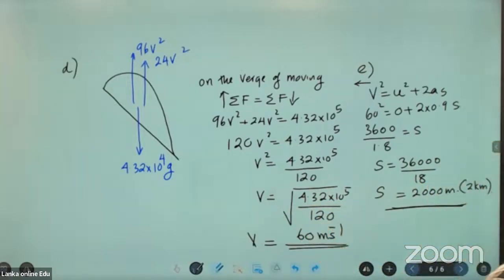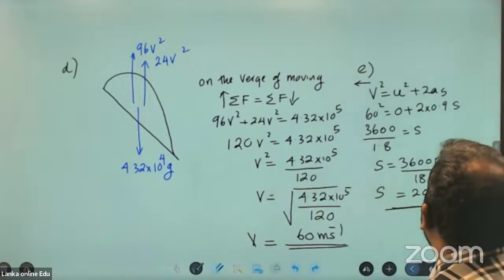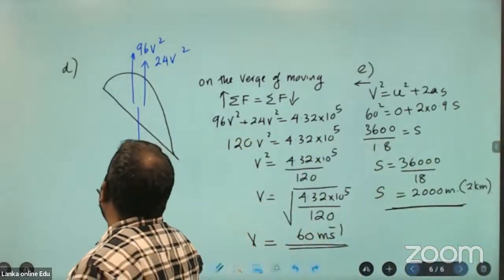Takeoff speed is going to be 60, acceleration 0.9 meters per second squared. So the runway is going to be 2000 meters or 2 kilometers. Right. Got it.